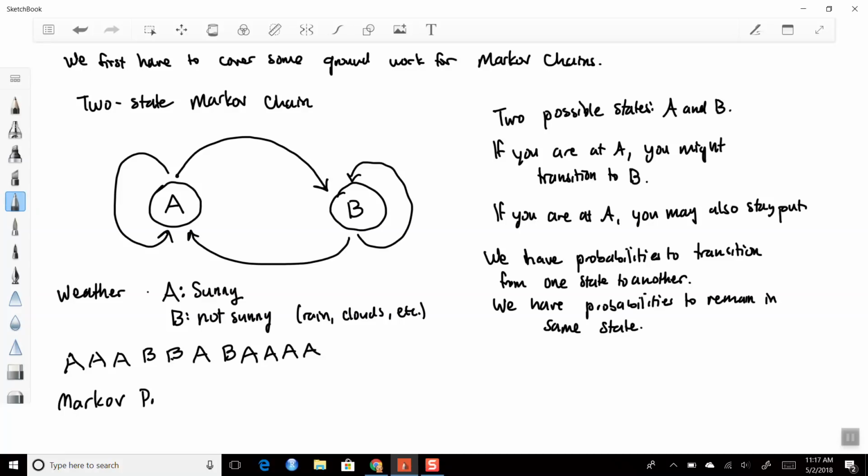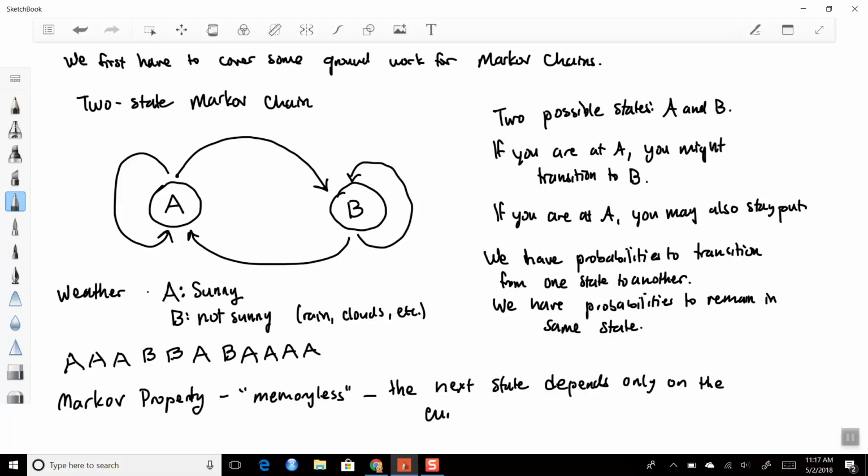We have something called the Markov property, and this is the defining characteristic of a Markov chain: it is memoryless. Which means the probability of the next state depends only on the current state. So where you end up next only depends on the current state. Whatever happened in the past doesn't matter. It's just where you are now.